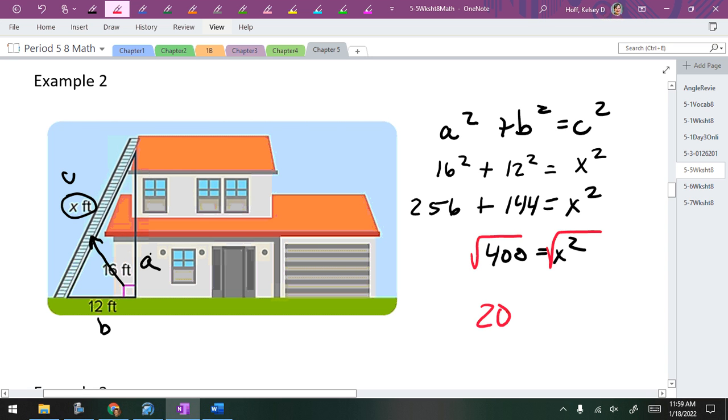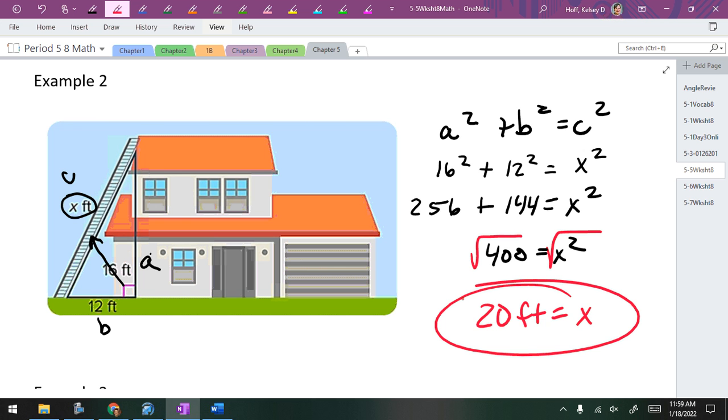What would my label be? 20 feet. Now, hey, Allie reminded us that our hypotenuse should be the longest side of our triangle. If this is 20, does that stand true? Yes. Okay? Try the one below that all on your own. Do the same exact thing. I want you to see if you can do it start to finish on your own.